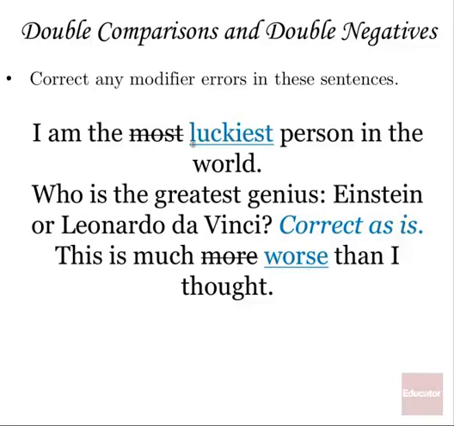All right. I am the luckiest person in the world. We don't need most. We already have that est. We don't need both. Who is the greatest genius, Einstein or Leonardo da Vinci, is correct as is. We only used greatest. We didn't say most greatest or greaterest. And this is much worse than I thought. We don't need more because we've already got worse.